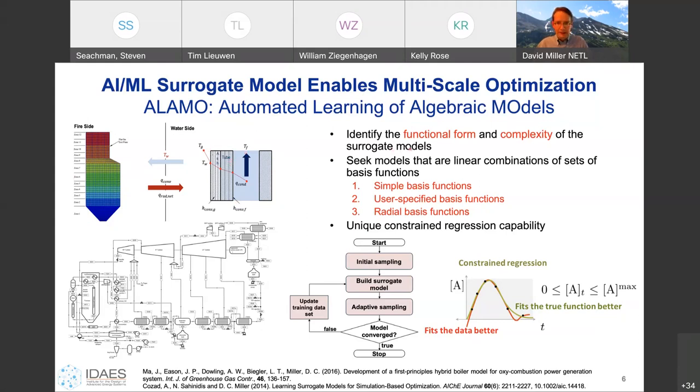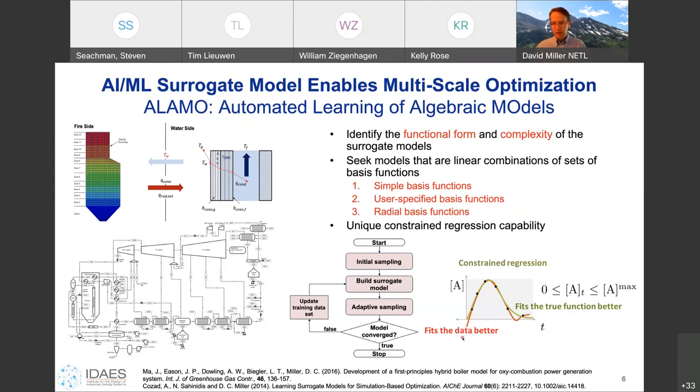The way this works in Alamo is it identifies automatically the correct functional form and the right level of complexity of the surrogate model by selecting from a number of different basis functions, and then identifies which ones provide the right level of detail without overfitting. Also unique to Alamo is what's called a constrained regression ability. So the fact that we can couple what we know about the physics with the AI model that comes out in this surrogate lets us extrapolate.